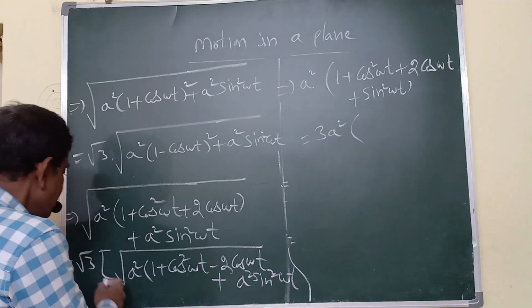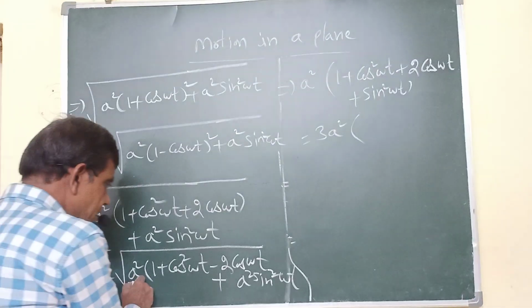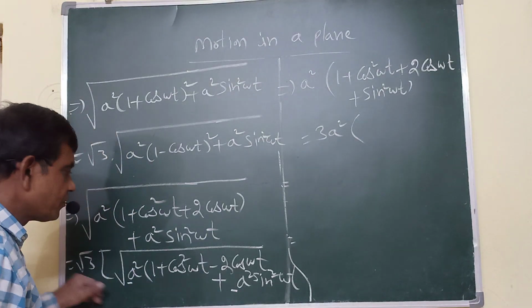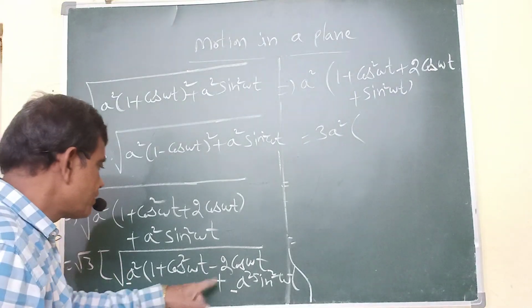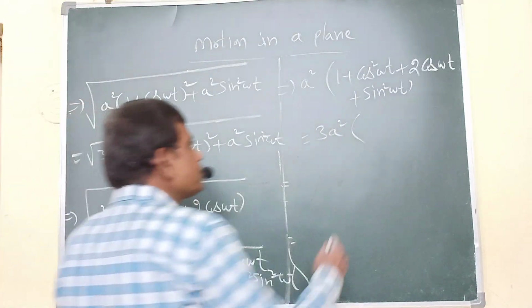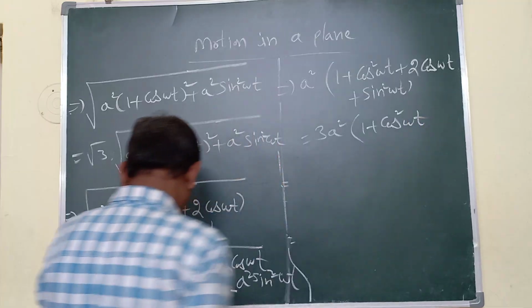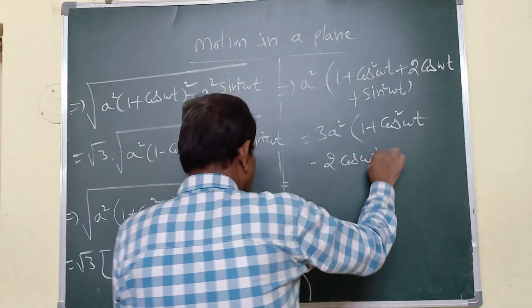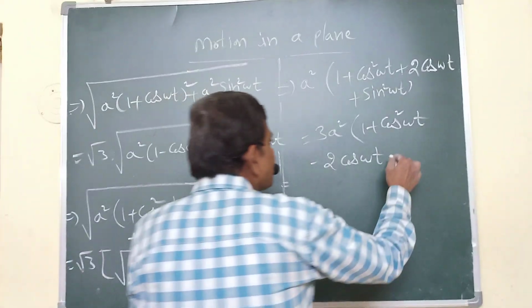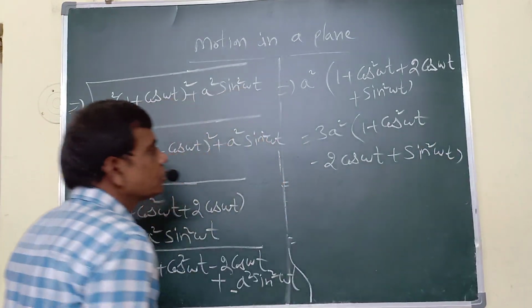So here finally, this root and root totally cancel. Here I am taking A square common, so this value comes finally. So 3A square into 1 plus cos square omega t minus 2 cos omega t plus sin square omega t. That's all.